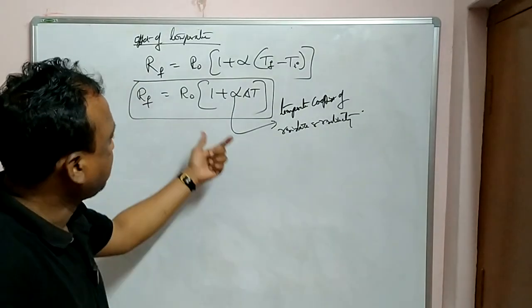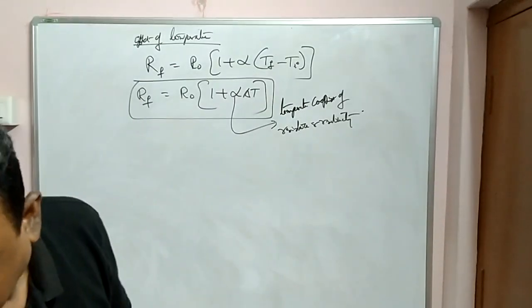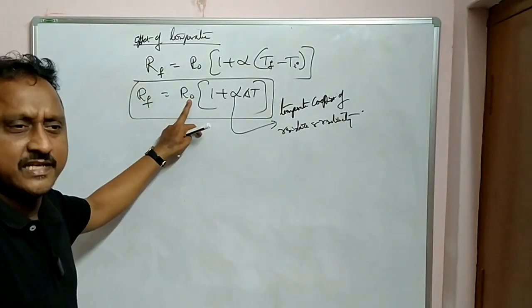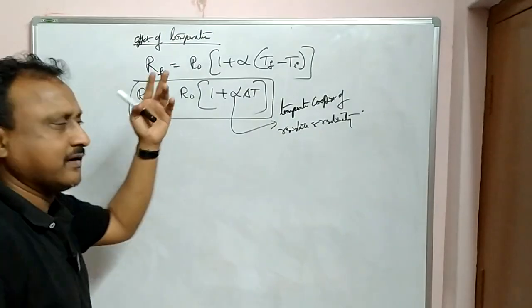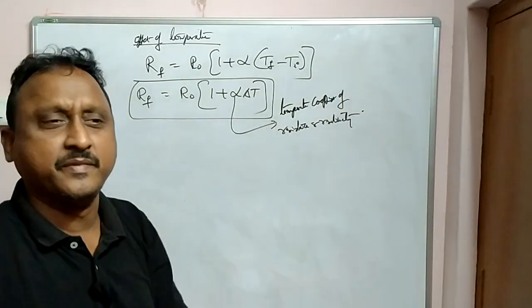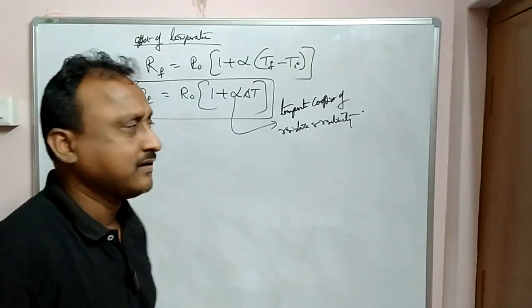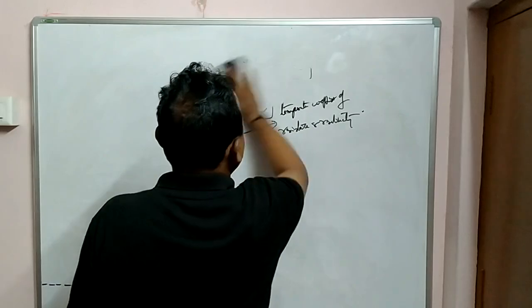Sometimes we have to use this formula as numericals in the examination. Here R0 is the initial resistance, for example at 0 degree centigrade or 10 degree centigrade, and R final is at 80 degree centigrade or 100 degree centigrade. Alpha will be given. Sometimes it may not be given, and the temperatures T1 and T2 are given. So this is the effect of temperature.